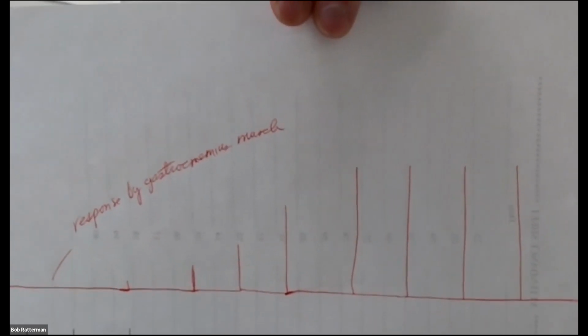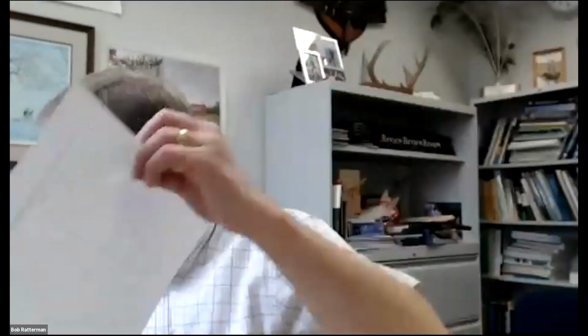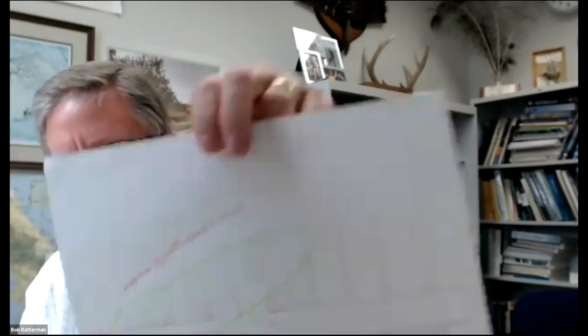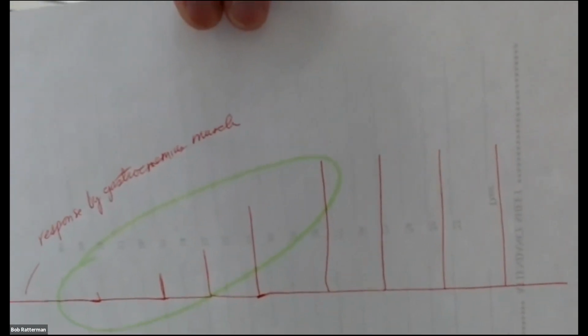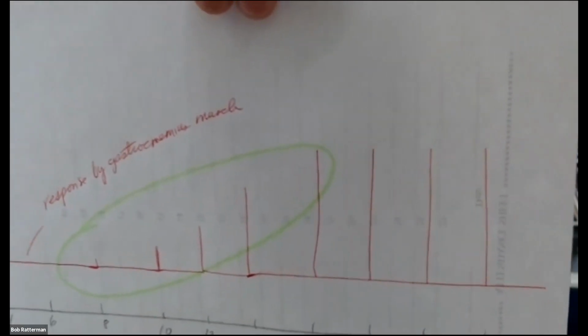Now, this process that you're seeing here, this phenomenon that I'm going to circle in green. Please tell me it's not tetany. This is called recruitment. Oh, okay. Recruitment of motor units.